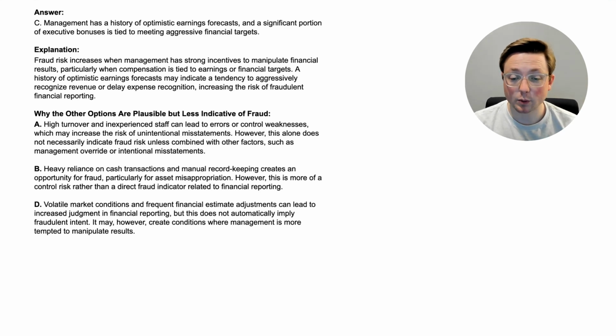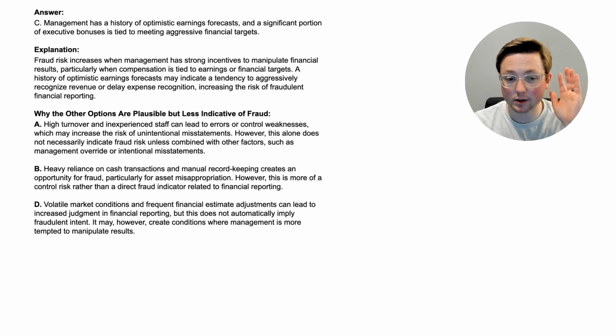Fraud risk increases when management has strong incentives to manipulate financial results, particularly when compensation is tied to earnings or financial targets. A history of optimistic earnings forecasts may indicate a tendency to aggressively recognize revenue or delay expense recognition, increasing the risk of fraudulent financial reporting. And we talked a lot about fraudulent financial reporting in the previous video. And again, this all has to do with risk of material misstatement. You are trying to make sure that there are not material misstatements due to fraud or maybe due to error, and we're going to talk about that in a second.